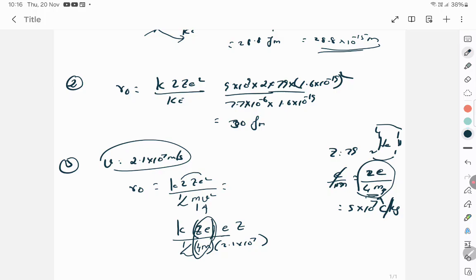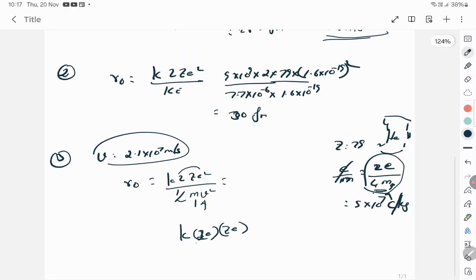So you will also have an additional 2 here. So then Ze by 4m. But I've written 2e. Why 2e? Because it's an alpha particle. So let me rewrite this to become clear. It's k into 2e for the alpha particle and Ze for the gold foil, by half m, where m is the mass of the alpha particle, which is 4 times the mass of the proton, into v square.